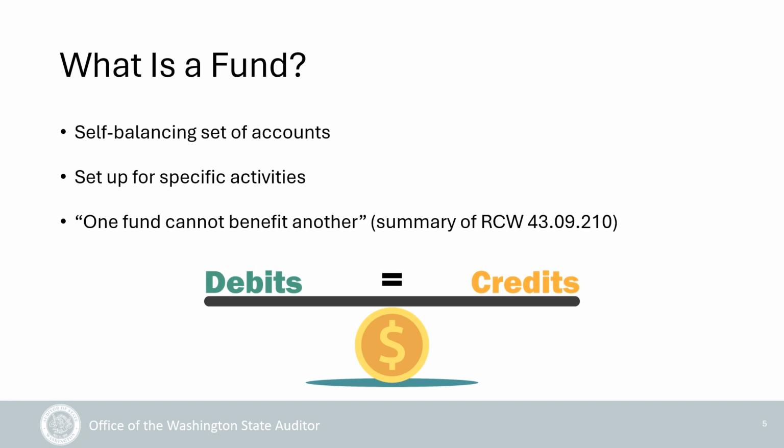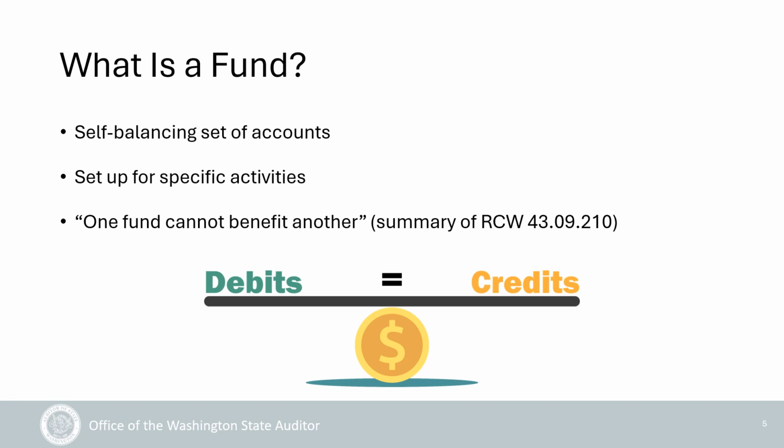What do these two things mean? Self-balancing means that transactions innately balance, or simply put, debits are equal to credits, and each fund follows the basic rules of accounting, such as disbursements are reductions and revenues are increases. Segregated for specific activities means that funds are created for specific purposes and are used to monitor specific activities.